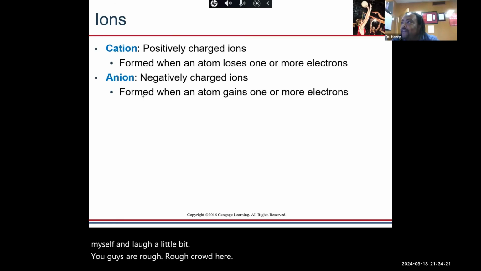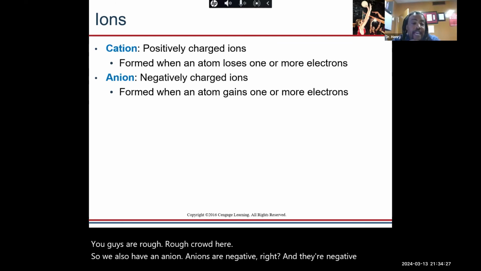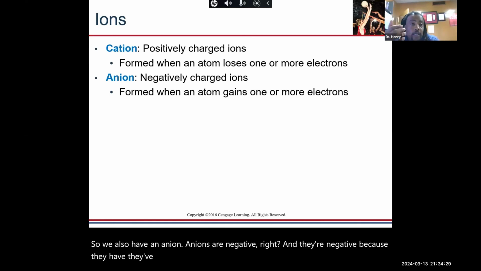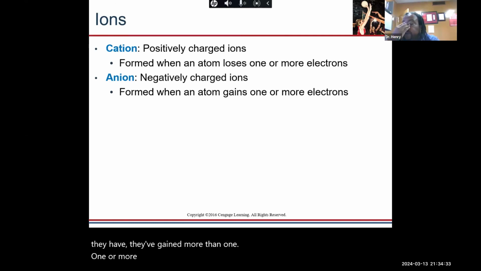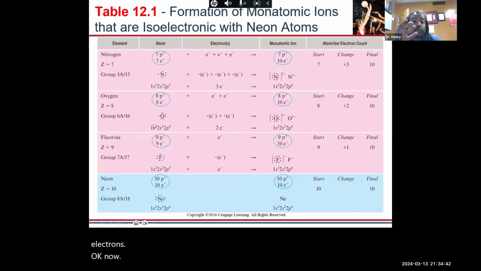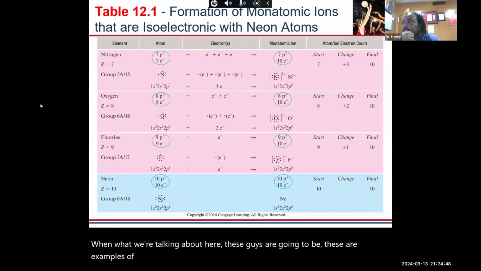So we also have an anion. Anions are negative, and they're negative because they've gained one or more electrons. Okay.